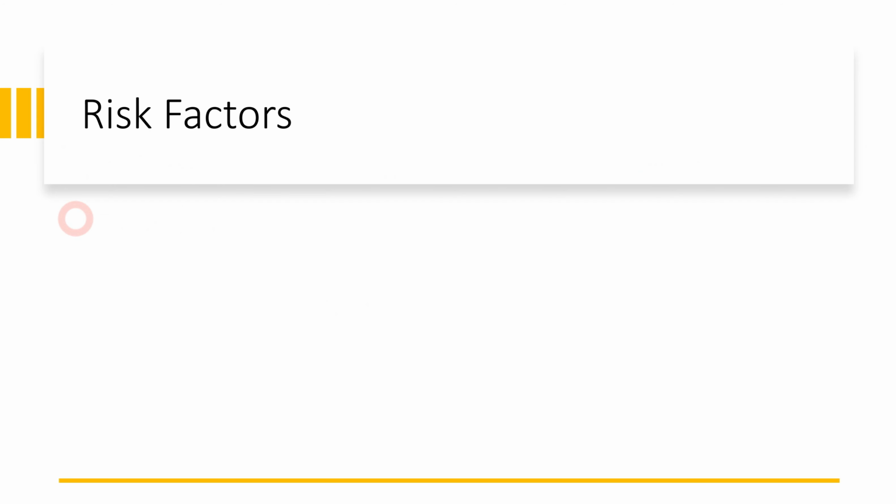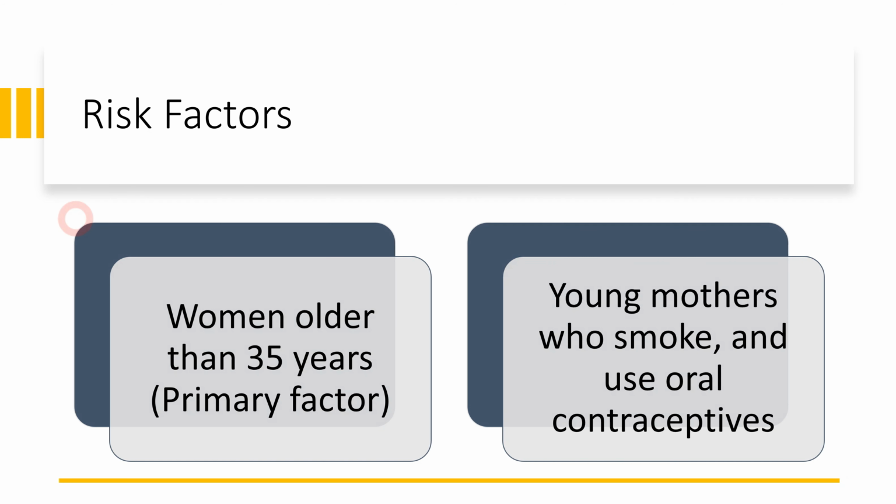Now, when we talk about the risk factors associated with causing Down syndrome, the main one is the age of the mother, if women are older than 35 years of age. This is the primary factor which can lead to a child who may develop Down syndrome. However, there are other causes also associated with Down syndrome, such as mothers who smoke and use oral contraceptives. However, the main factor, 90 to 95% of the cases, is associated with women who are older than 35 years of age when they have kids.